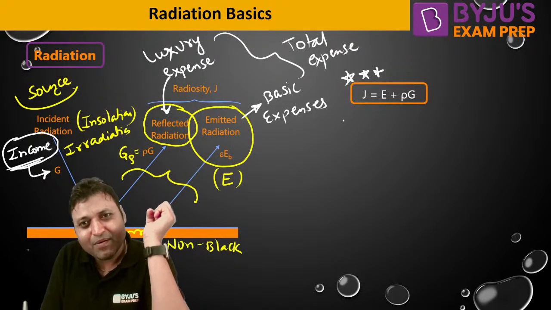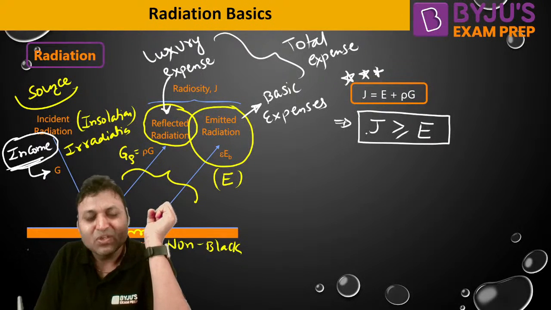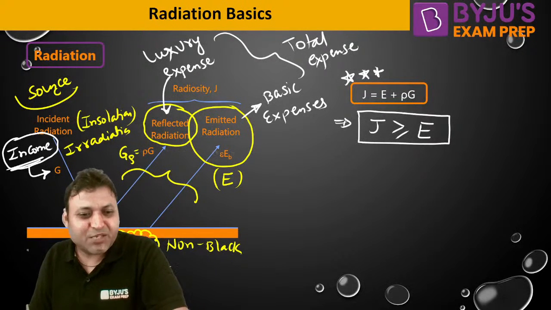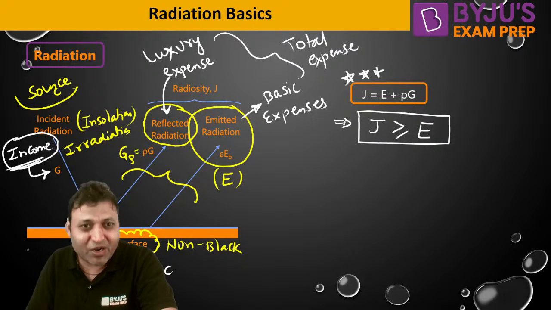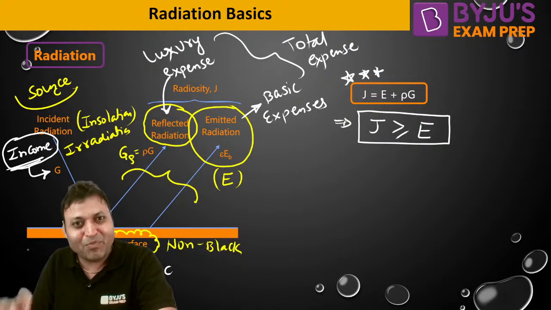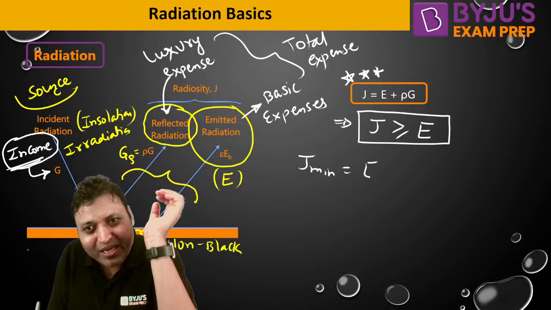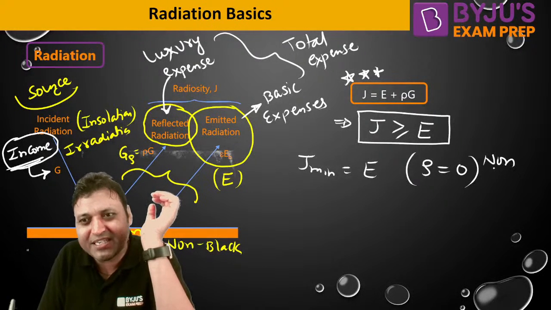And from here, we can say J is always greater than or equal to E. The minimum value of J can be E. The total expense can be equal to your basic expense. It cannot be 0. The value of J can never be 0. J minimum is equal to E, when the reflectivity is 0 or the surface is a non-reflector.